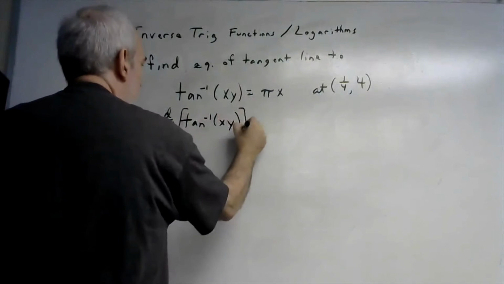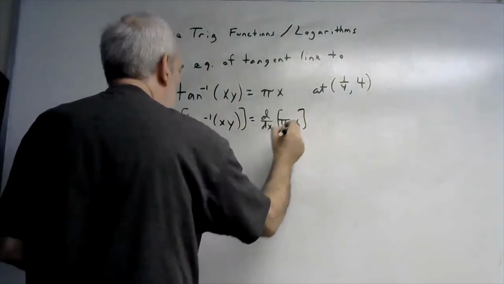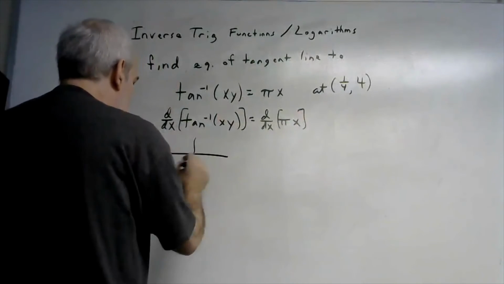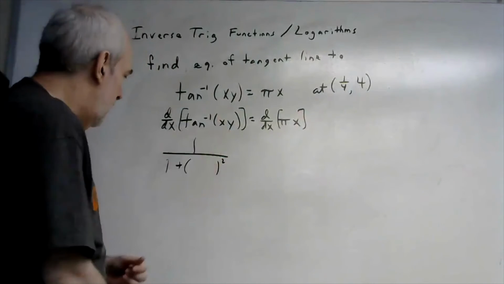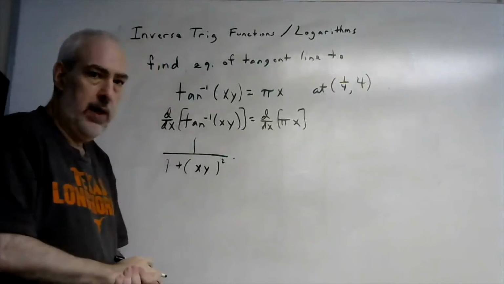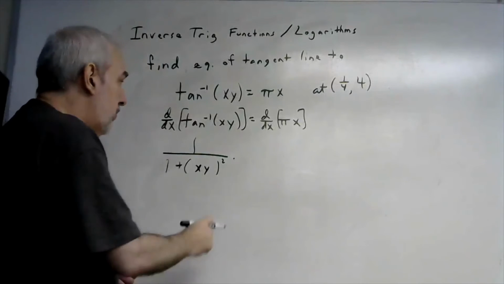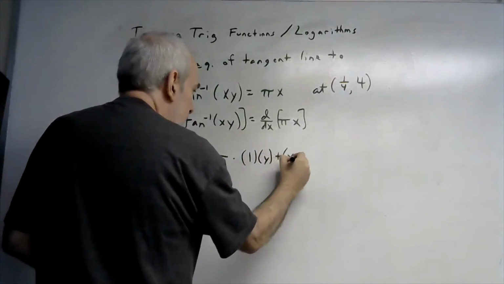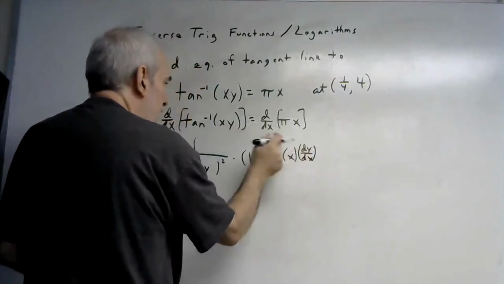So I'm taking the derivative with respect to x on both sides. Derivative of inverse tangent is 1 over 1 plus x squared. And then you fill in here xy. And then times the derivative of xy. The derivative of xy, that's a product, so we have to apply the product rule. So derivative of the first times the second plus the first times the derivative of the second, which is dy dx.